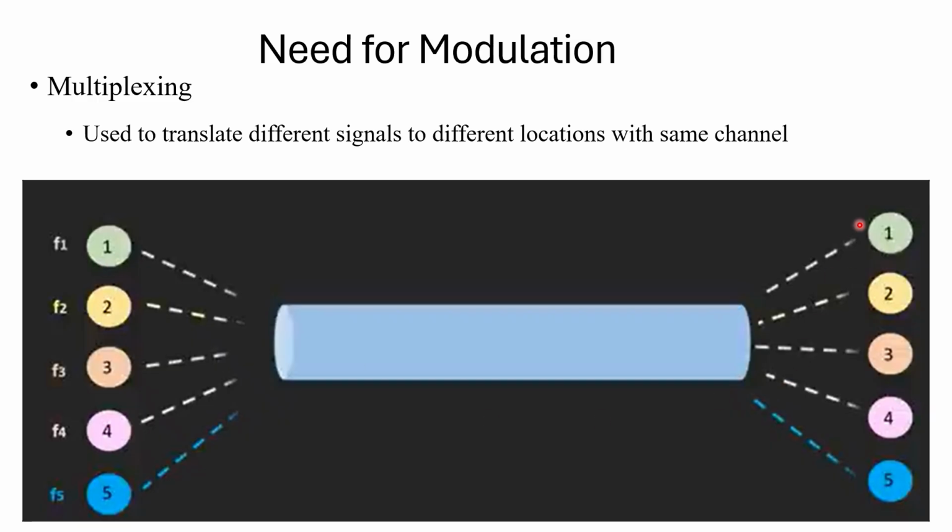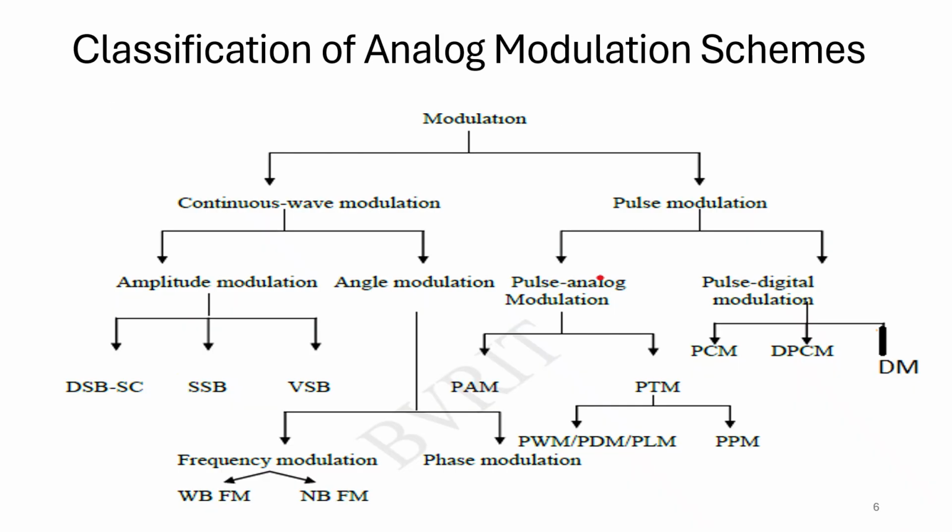And then if you detect the information with different wavelengths or different frequencies, definitely you will detect all the information. So this is called multiplexing, right?